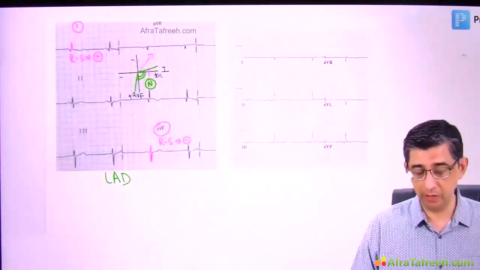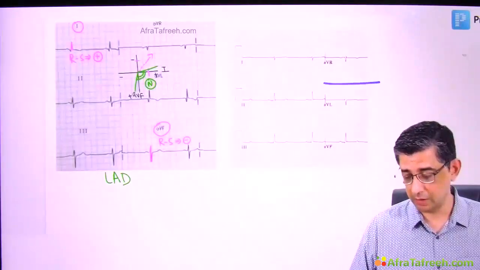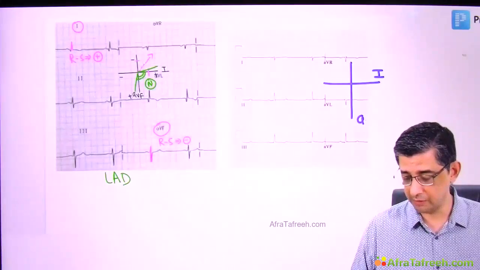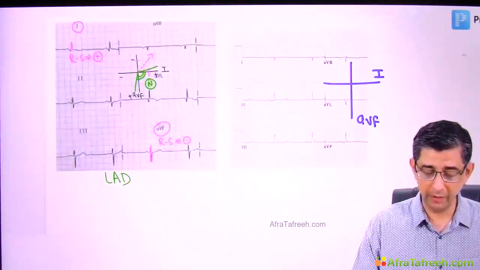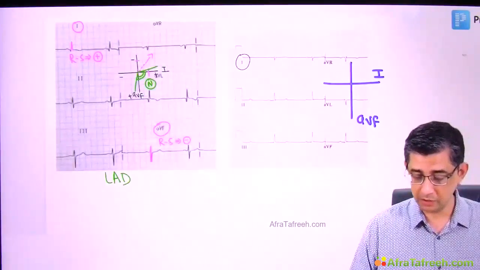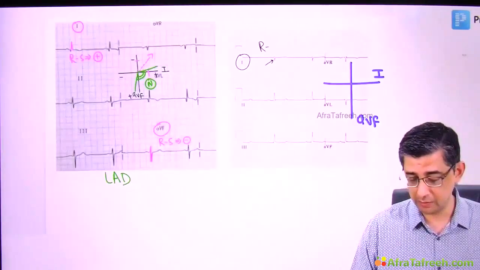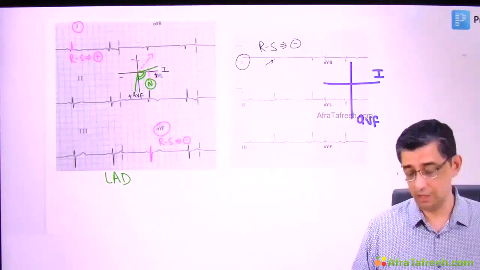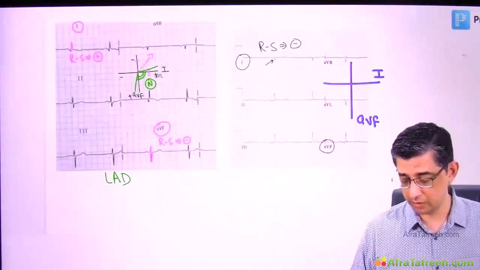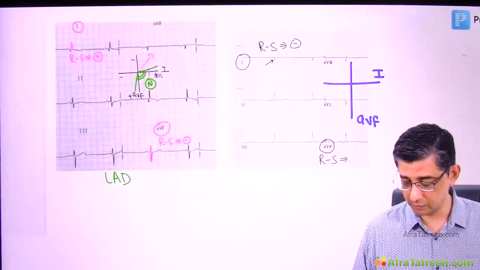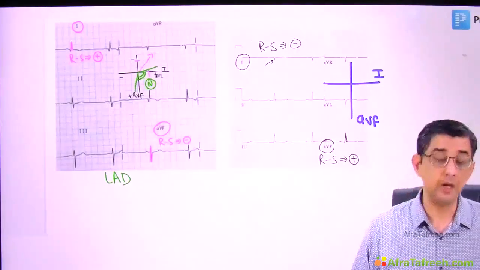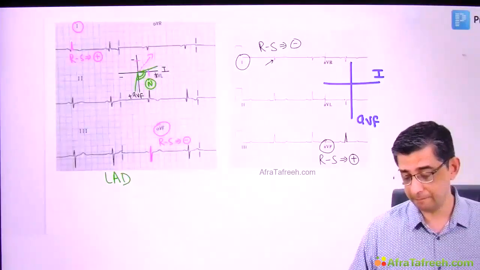Now when we move on to the next diagram, we are going to once again plot lead number 1 and AVF respectively. You can notice that in lead number 1 per se, S is significant, but R is very small. So the vector analysis of R minus S will turn out to be negative. If you look at AVF, you will notice that R minus S will turn out to be positive. So let's just quickly plot it, guys. I said 1 is negative, and when it comes to AVF, it is positive.